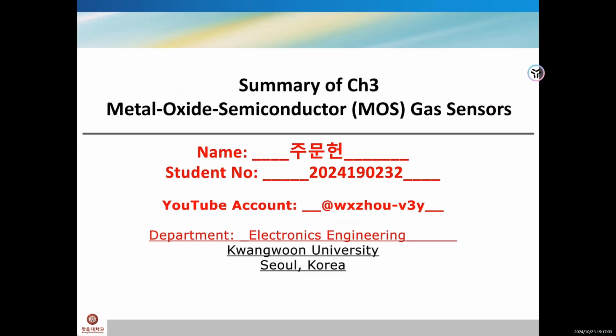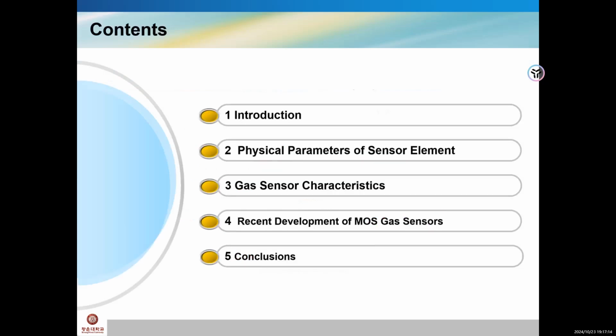Hello, my name is ch3, and this is the summary of Chapter 3, Metal Oxide Semiconductor Gas Sensors. There are five titles: Introduction, Physical Parameters of Sensor Element, Gas Sensor Characteristics, Recent Development of MOS Gas Sensors, and Conclusions.